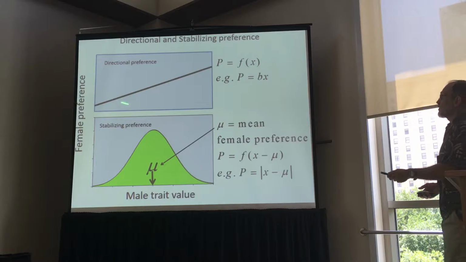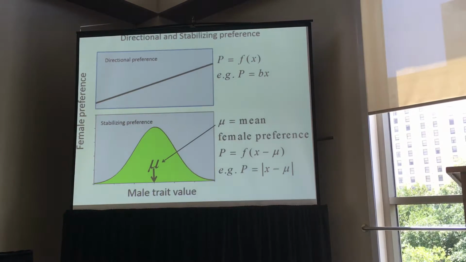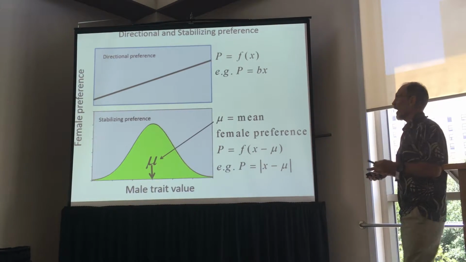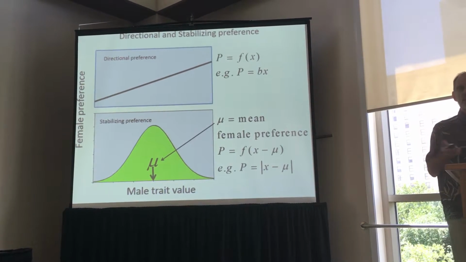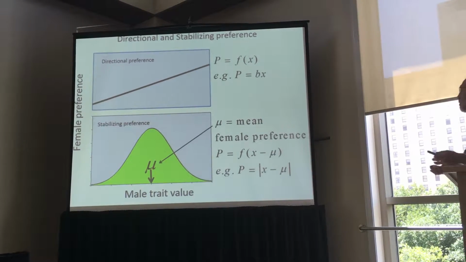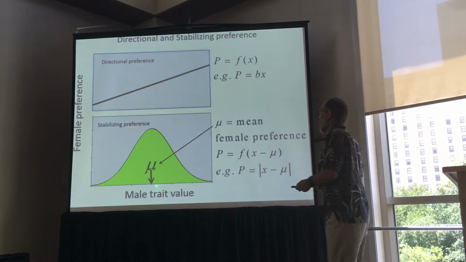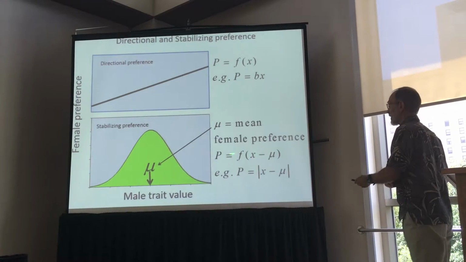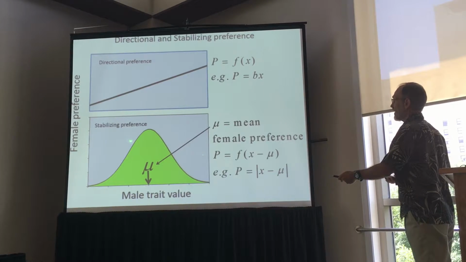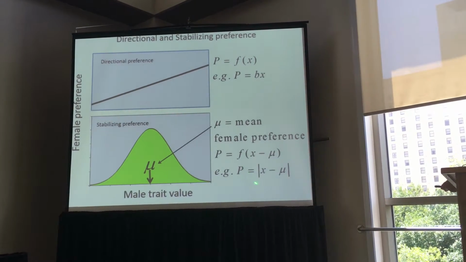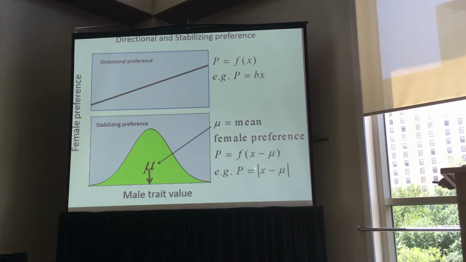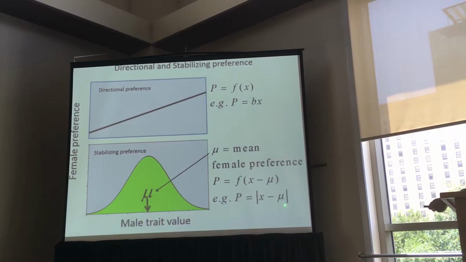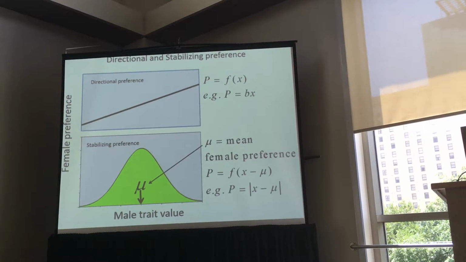The other type of preference is stabilizing preference, where we have a female with a particular preference, and that preference might vary over the population. So I'm going to focus on the mean female preference, and so she prefers a particular trait value. As the males deviate from that trait value, her preference goes down. A simple example of that would be if her preference was equal to the absolute value of the difference between her preferred value and the actual male trait value.